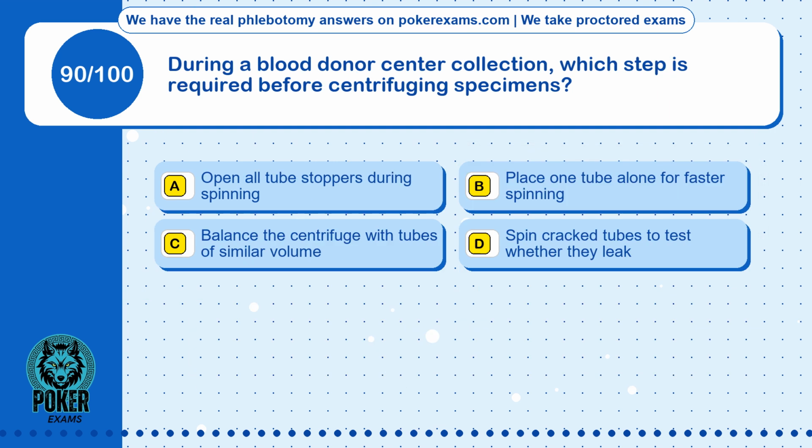Question 90. During a blood donor center collection, which step is required before centrifuging specimens? Option A, open all tube stoppers during spinning. Option B, place one tube alone for faster spinning. Option C, balance the centrifuge with tubes of similar volume. Option D, spin cracked tubes to test whether they leak.